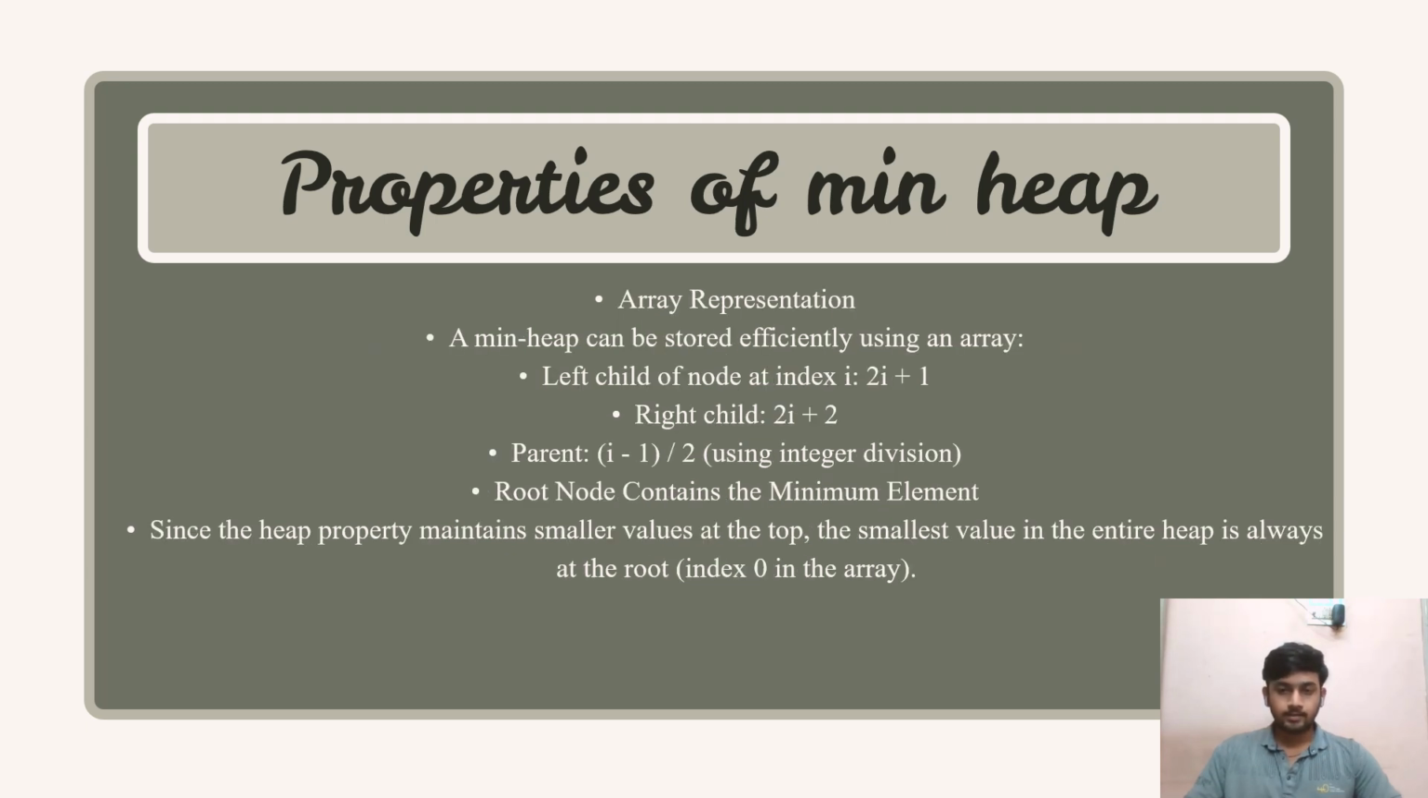So array representation is the same as the normal heap. Left child of node at index i is 2i plus 1, right child is at index 2i plus 2, and parent is (i minus 1) by 2. Root node contains the minimum element. Since the heap property maintains smaller values at the top, the smallest value in the entire heap is always at the root, that is index 0.